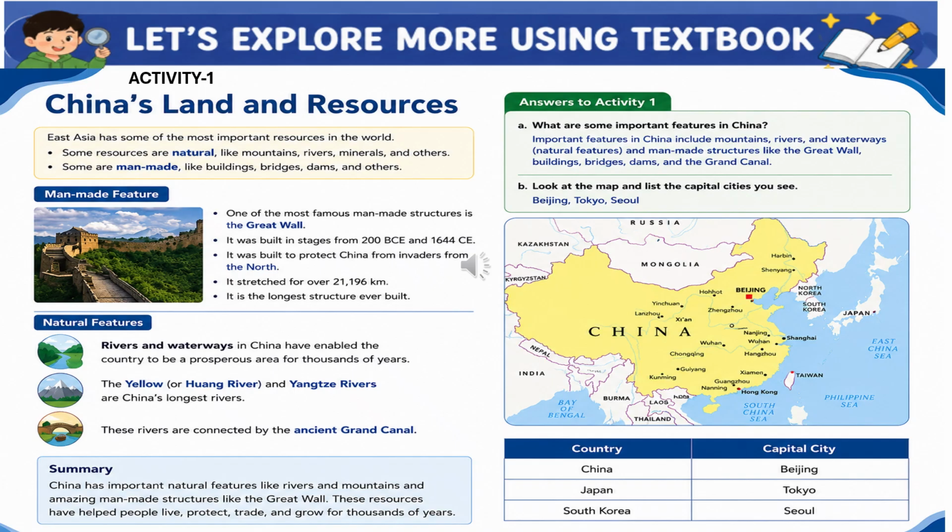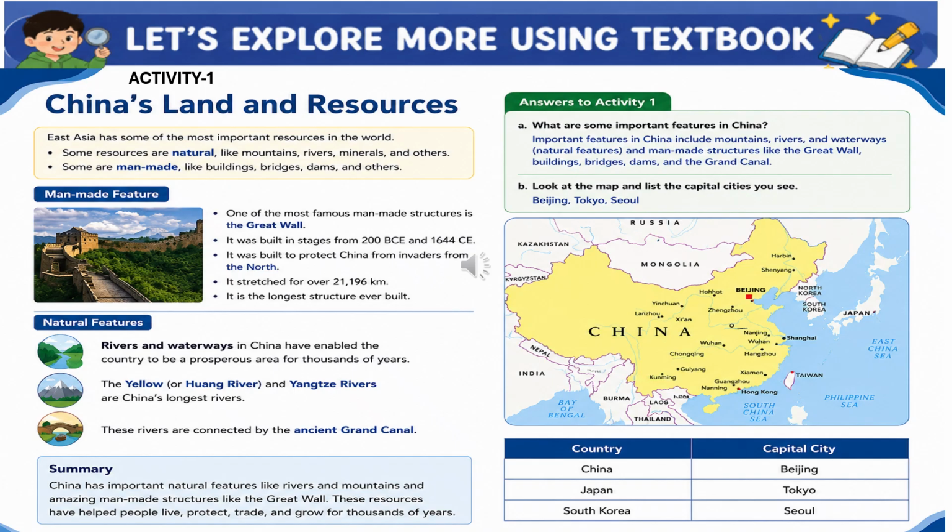So as we learned earlier, East Asia has many important natural and man-made features. China is a great example of this. So let's begin with the natural resources. China has a lot of mountains, rivers, minerals, and other natural resources. These resources have helped people live, farm, and develop the country for thousands of years. Now let's look into the man-made features.